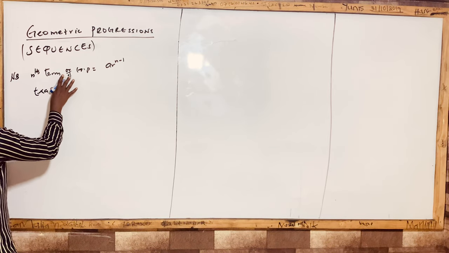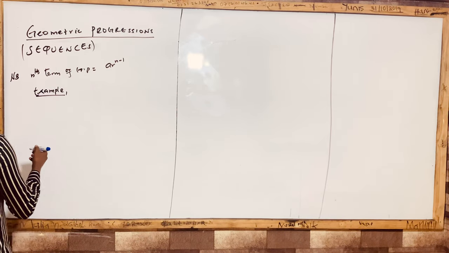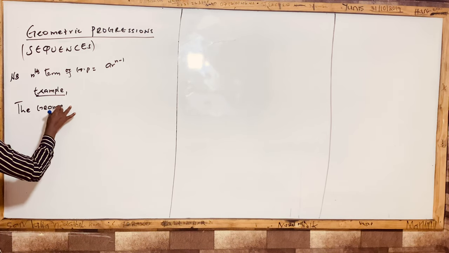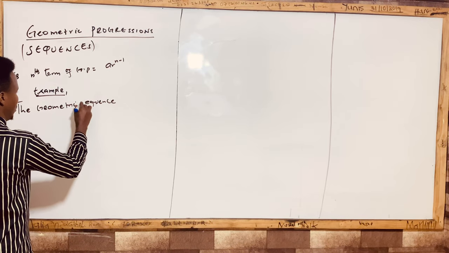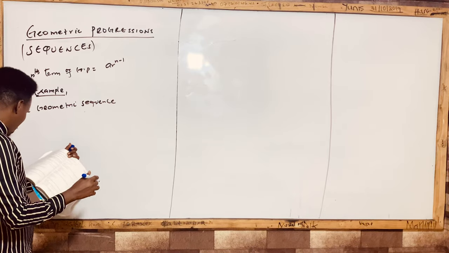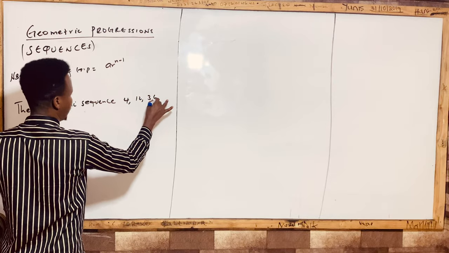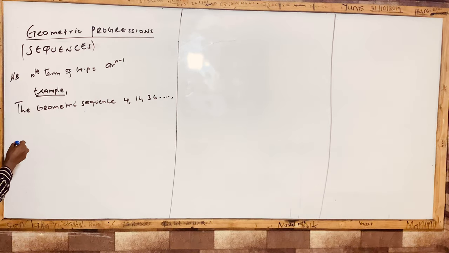This is our example 1. You are told the geometric sequence, which is 4, 12, 36, dash, dash, dash. You are told to find the fourth, the fifth, and the nth term.